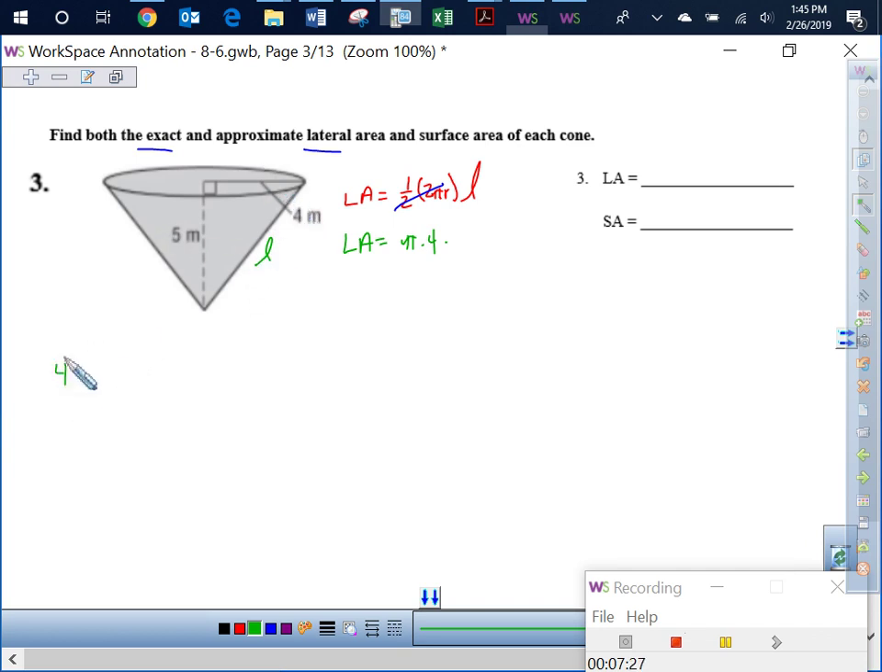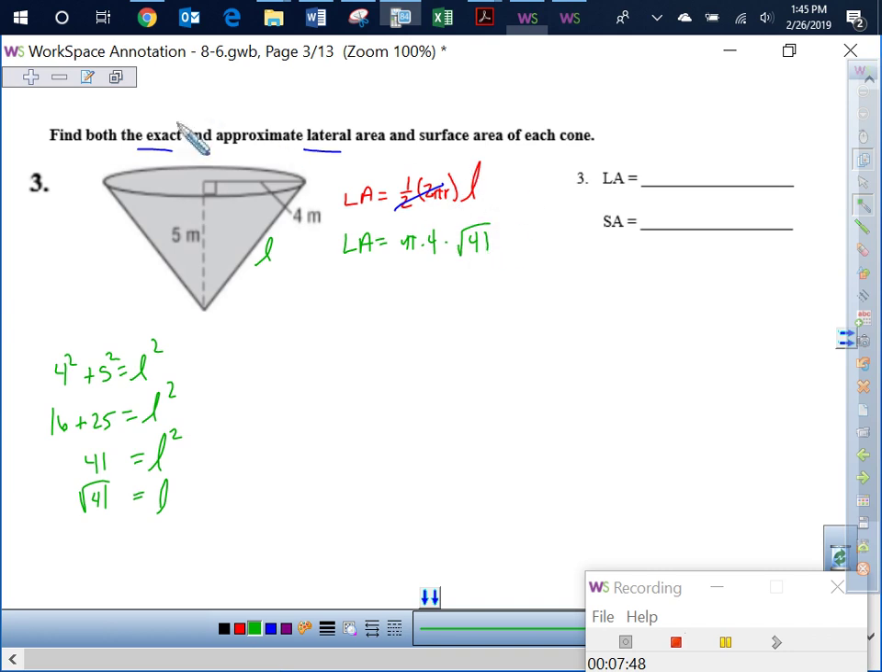So we got to do 4 squared plus 5 squared equals L squared. 16 plus 25 equals L squared. And L squared equals 41. So L equals the square root of 41. So we'll put that in our formula. It's just like life. When you're missing something, you got to go find it.